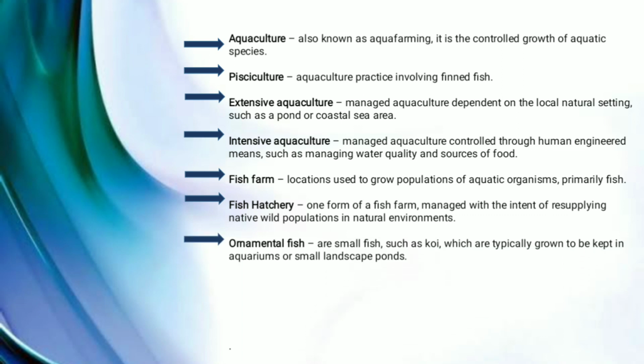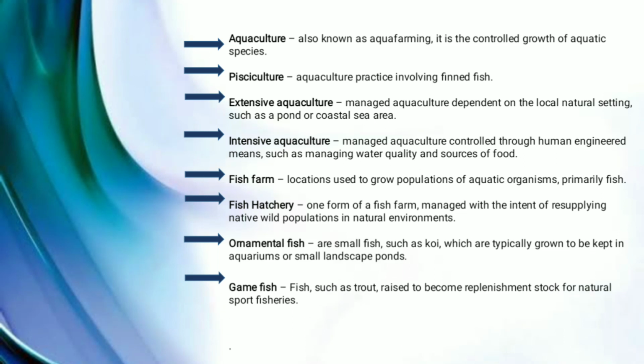The next is ornamental fish. These are small fish such as koi, which are typically grown to be kept in aquariums or small landscape ponds. That means these are just for display purposes. You are growing them in an aquarium in front of your shop or your home for decoration.